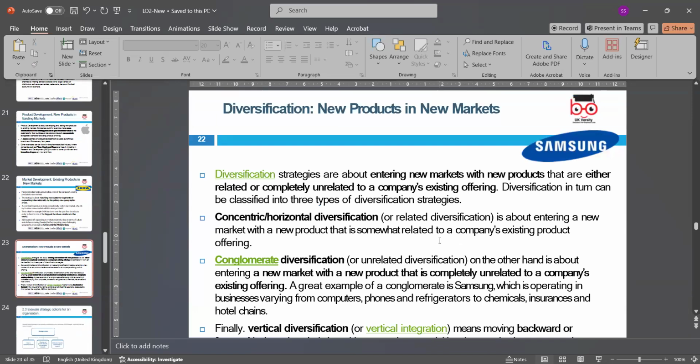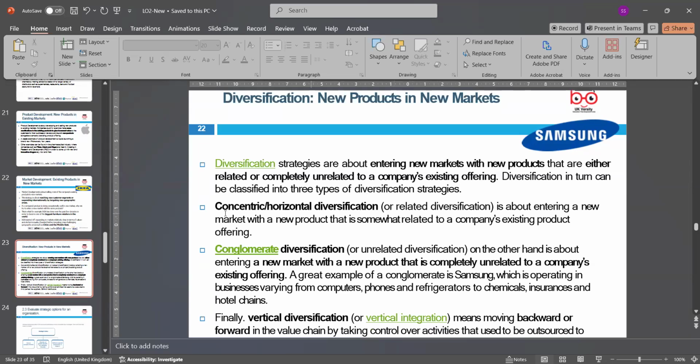Diversification is a little bit of a longer topic. It means a new product in a new market. You are entering a new market with new products. In this case, there could be two possibilities. When you are entering the new market, either the new product is related to your previously existing products, or the product you are going to introduce is not related to your already existing products. So first, concentric or horizontal diversification.